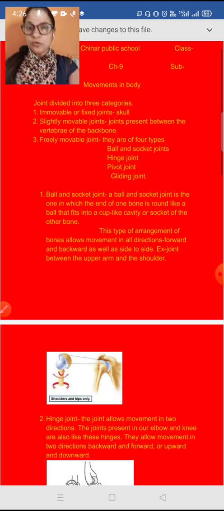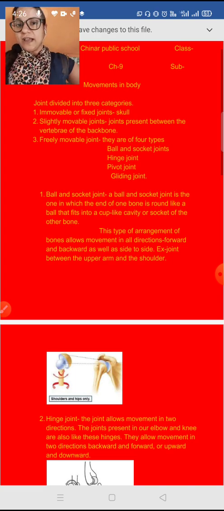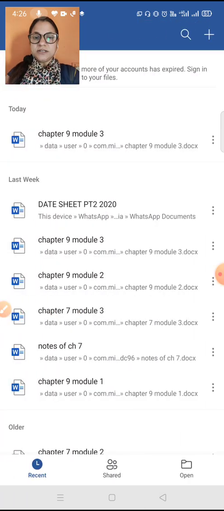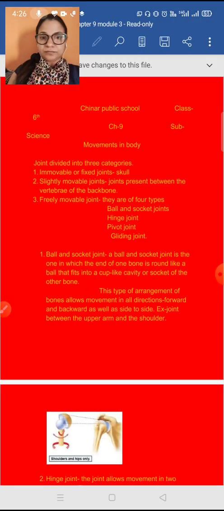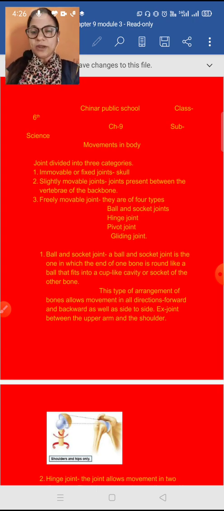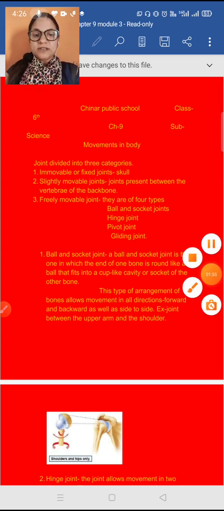So children, you can move your hand in all directions, backward, upward, side to side. You can move in all directions. So this is your ball and socket joint. I hope it is clear to everyone.